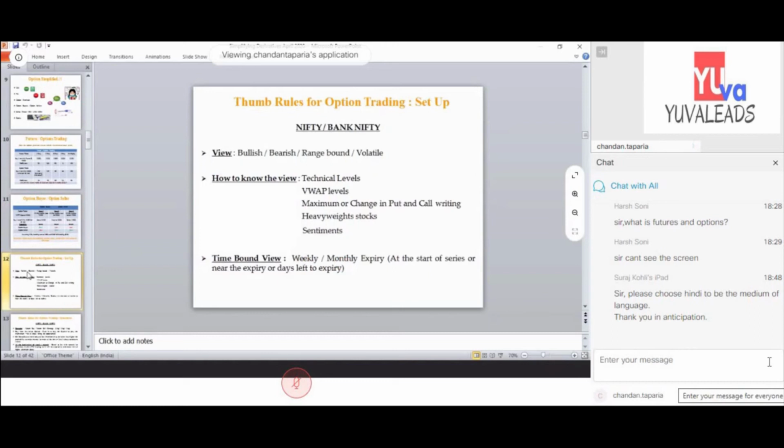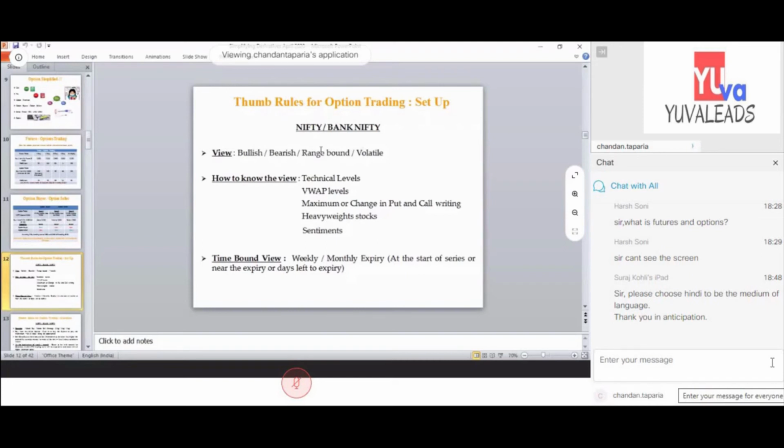This is required to understand the trading setup. I'm talking more about the index because that is more popular nowadays, easier to learn, and quite liquid. So let's say someone is interested in trading options. What is the setup? First, you should know what my market view is: whether bullish, bearish, or range bound. Like right now, let's say the market closed at 9,000.